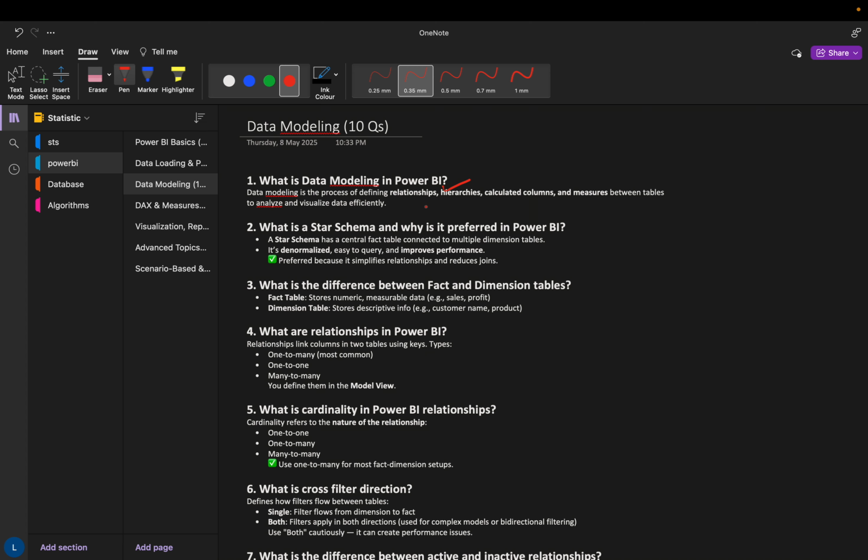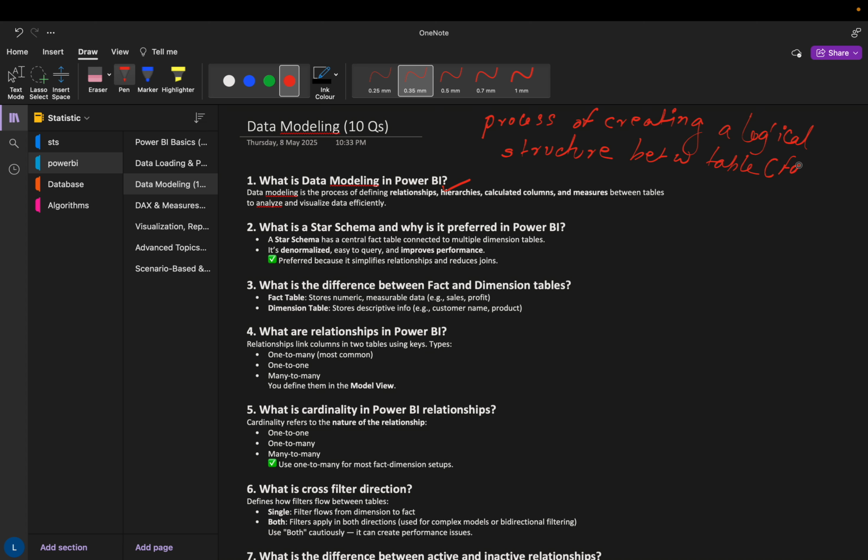Alright, so you can simply say that data modeling is simply the process of creating a logical structure between tables.